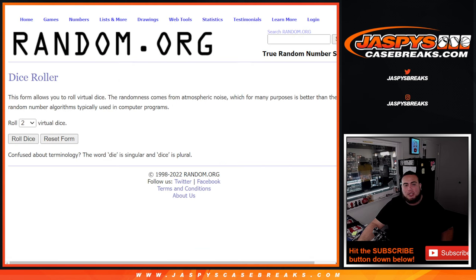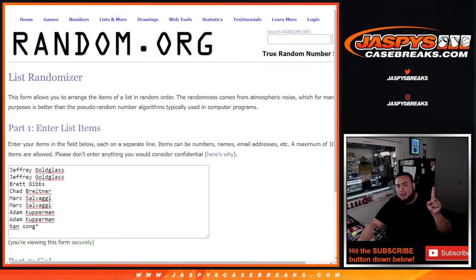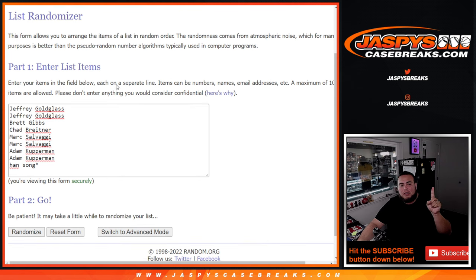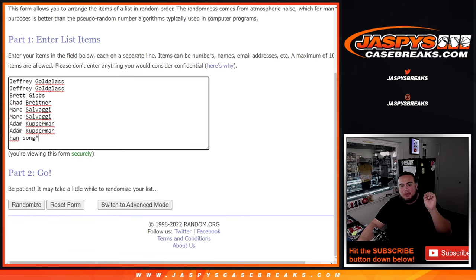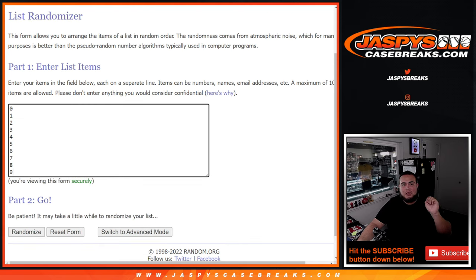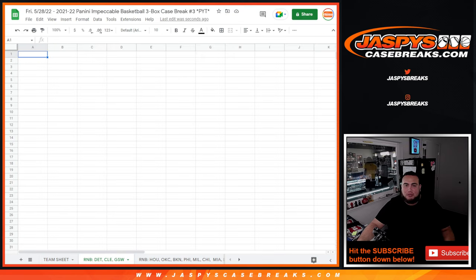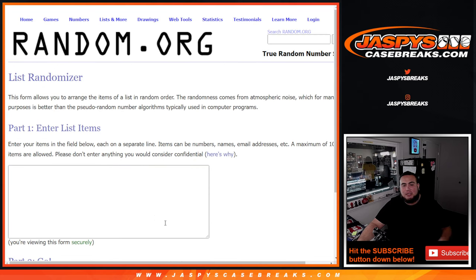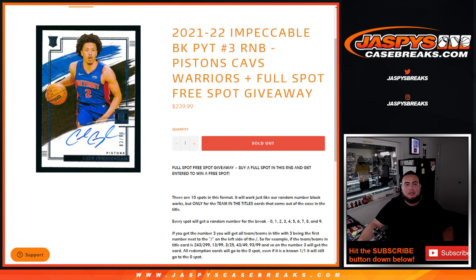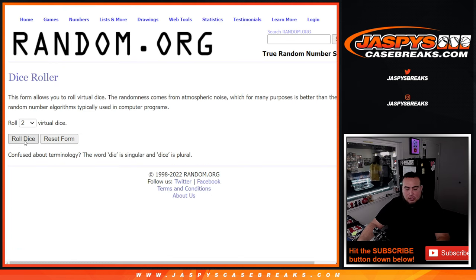So the way it's going to work is we use the dice roller here for the free spot. There's the customers that bought in, right? After the dice roll, randomize the names. Whoever comes at number one gets the free spot. We're going to paste you in. Then we're going to do the names and numbers. Randomize the names and numbers to do the break. Then at the end, we're going to randomize the customer names together with the winner. All 10 spots, right? Because it sold out today. And then customer number one wins $300 in break credit. So a little added bonus there. So let's roll the dice.